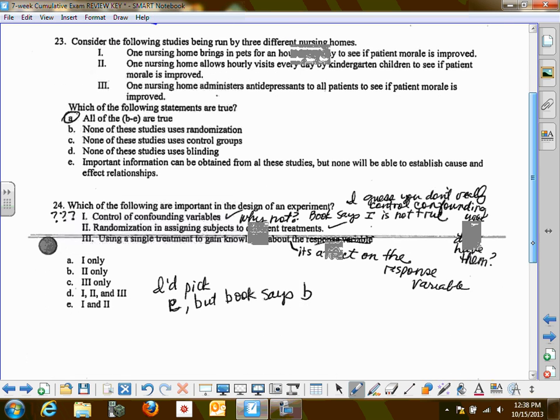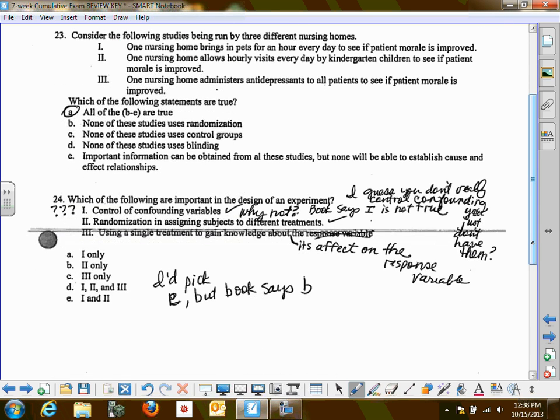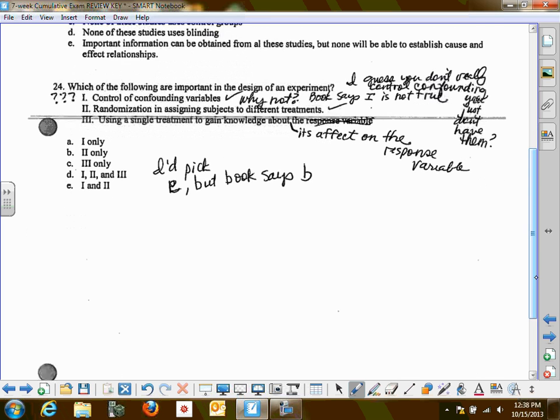Okay, 23 is A. I was fine with that one being A. 24, I pretty strongly feel as though it's E, even though the book says B. So let's discuss it. I'm good with 3 being wrong. So let's talk about that first. 3 is wrong because 3 says, I think it actually sounds pretty good. It's kind of a subtle reason why it's wrong. So let's look. 3 says, use a single treatment. Okay, so that sounds good. That's like an experiment. To gain knowledge about the response variable.